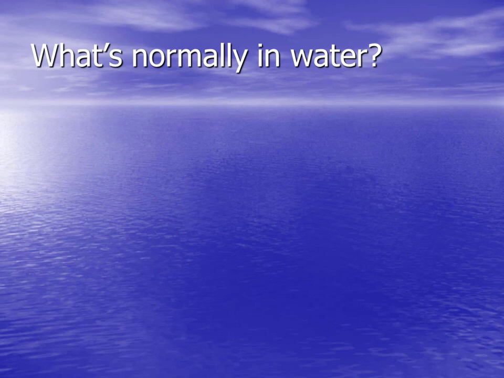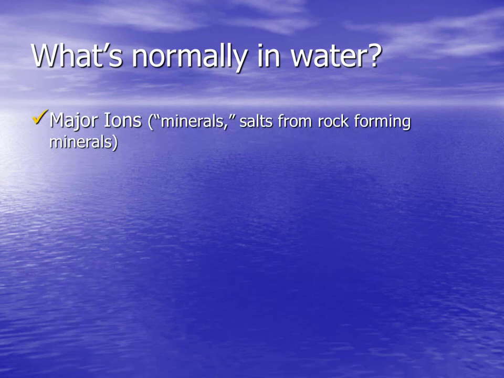What's in my water is related to where does my water come from. But what's normally in water? And this will be a list. Major ions. Major ions are the common minerals that are found, what people call minerals anyway. They're basically salts from rock-forming minerals that get dissolved into the water. Things like sodium, potassium, calcium, magnesium, sulfate, and chloride. They comprise 99% of the water chemistry, so they're pretty important.